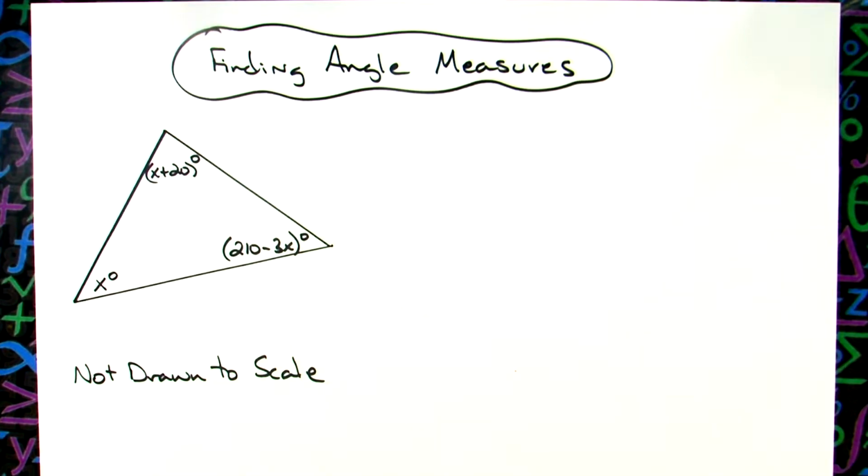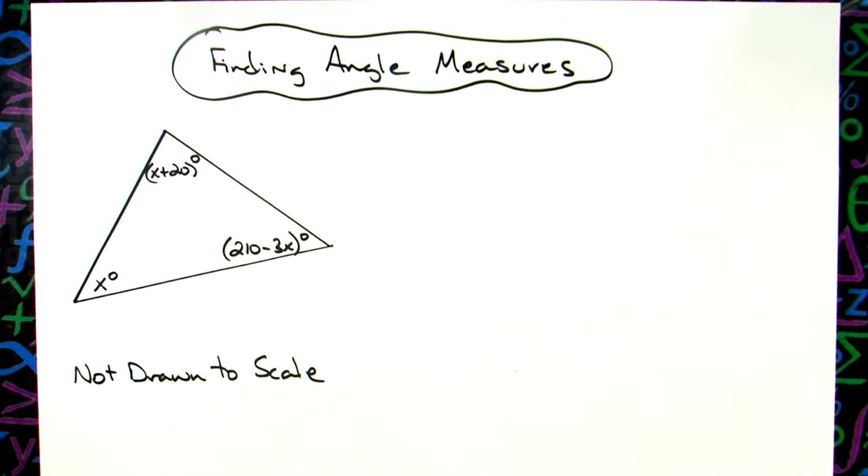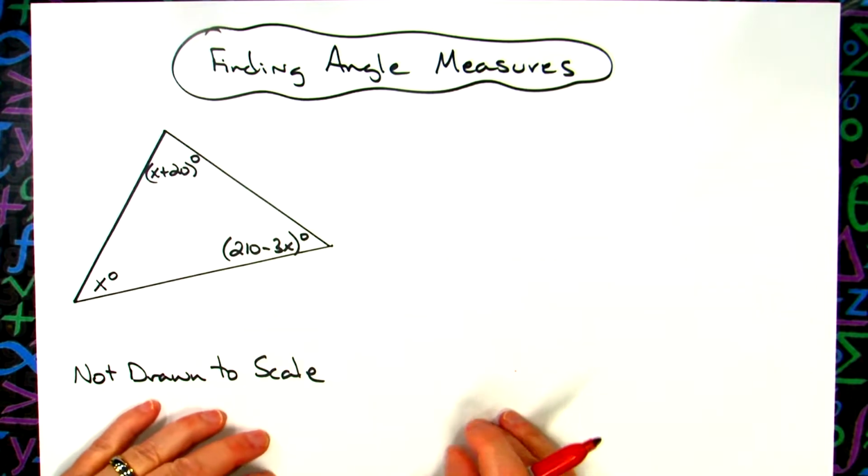In this video, we're going to take a look at finding angle measures. We're going to use the fact that the three angles in a triangle add up to 180 degrees. So we're going to write an equation, solve for x, and then we'll be able to plug that x back into the three angles and figure out what they are.